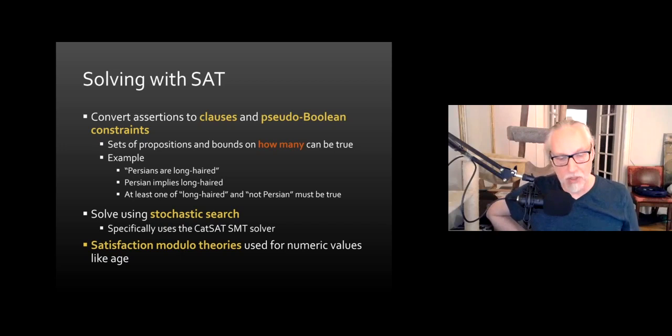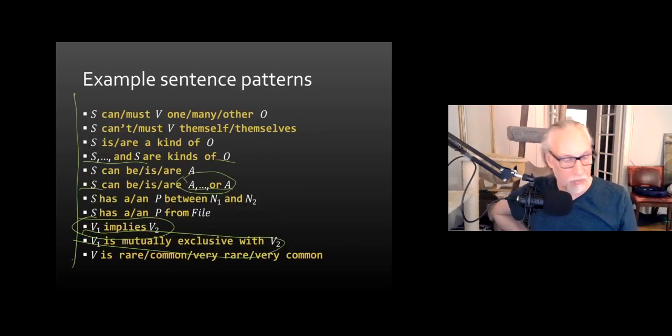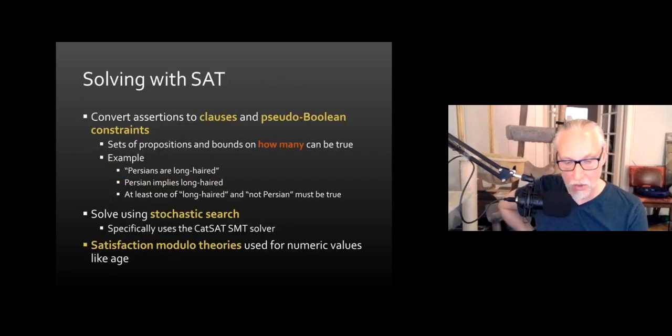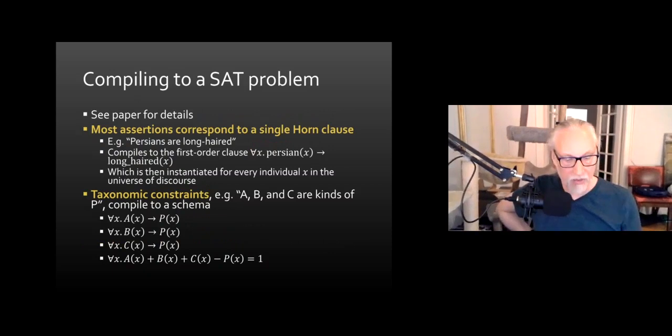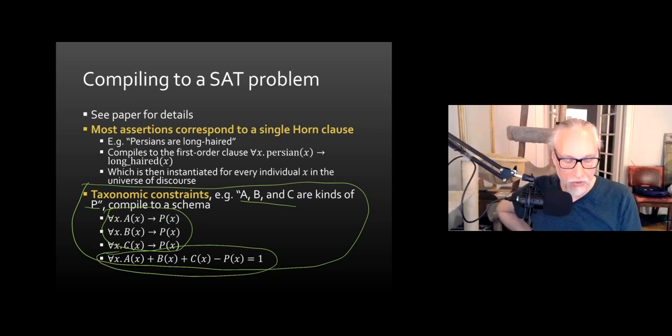Converting it into a SAT problem is relatively easy. Most of the sentence patterns correspond to single horn clauses, but some things like taxonomic constraints are a little more complicated. So if you say a bunch of subtypes are subtypes of a parent type, then you both have to have implications that say being the subtype implies being the parent type, and also have a pseudo-Boolean constraint that says that if you're of the parent type, then you are also of exactly one of the subtypes.